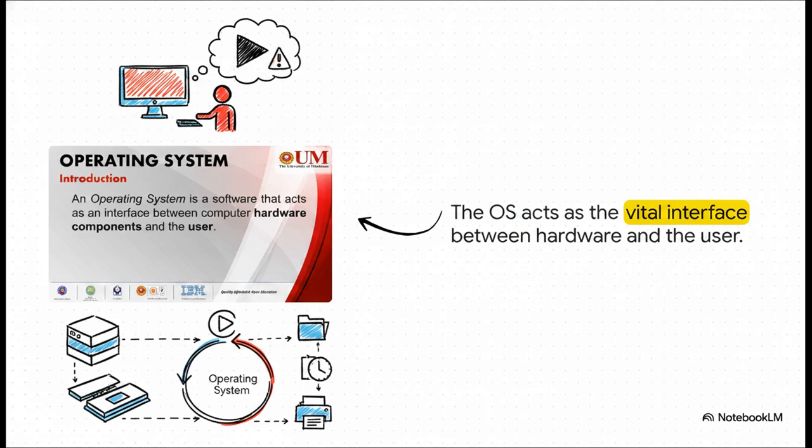And this idea brilliantly illustrates our core analogy for today. The operating system acts as the vital interface between those tangible hardware components and you, the user. Basically, think of the OS as the ultimate boss. It controls every single file, every device, every tiny block of main memory, and every millisecond of processing time. It even controls exactly who can use the system and how.